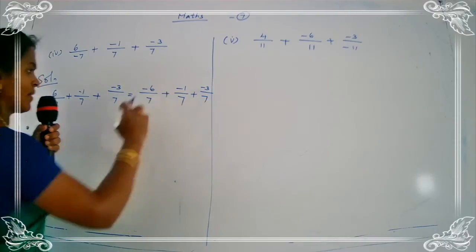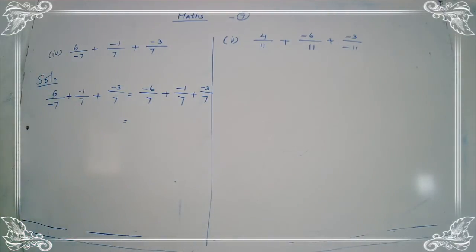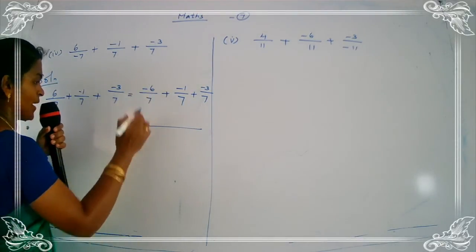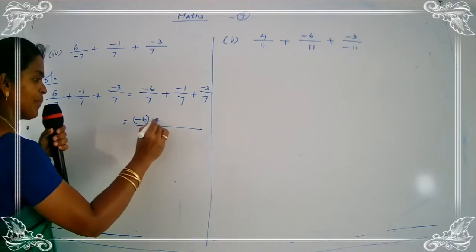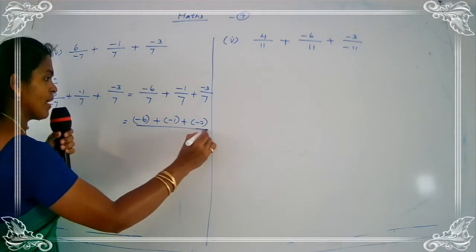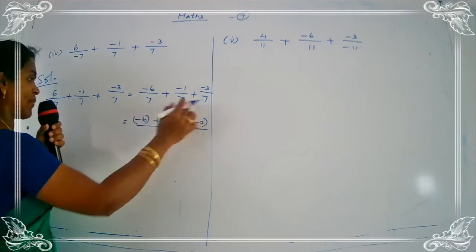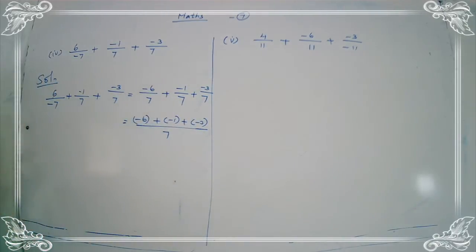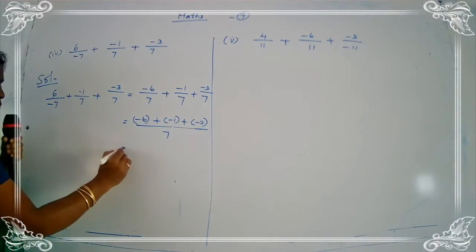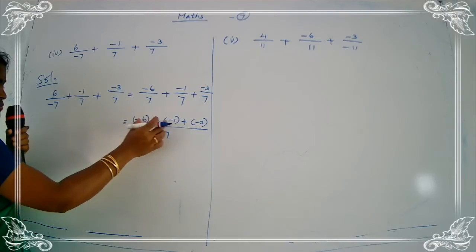Now, okay? Yes. The denominators are same. And one more thing. It is a standard form. Okay. Now, we add only the numerators. So, numerators minus 6 plus minus 1 plus minus 3 upon the denominator same number, that is 7 only. Okay. So, therefore, your answer minus 6 plus minus 1 plus minus 3 upon 7.